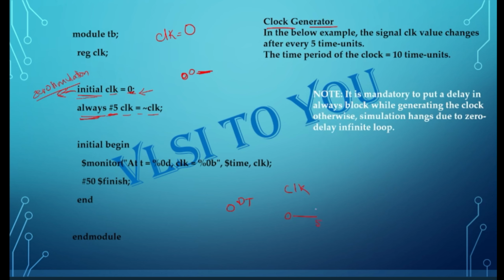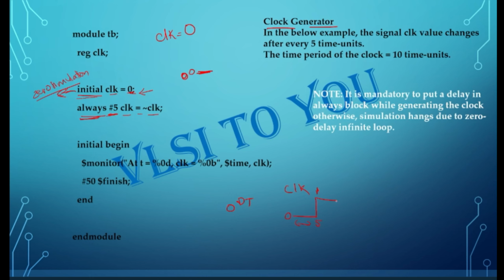Now after 5 time units, what will be the value? After 5 time units the value will be the opposite of 0, nothing but 1. Then again this always loops. Here I have only mentioned #5, I didn't mention any sensitivity list. I just mentioned #5 clock equal to negation of clock.